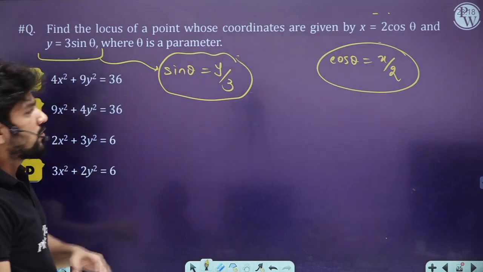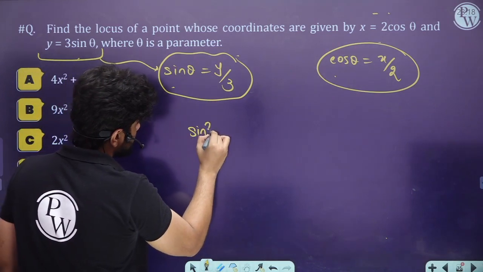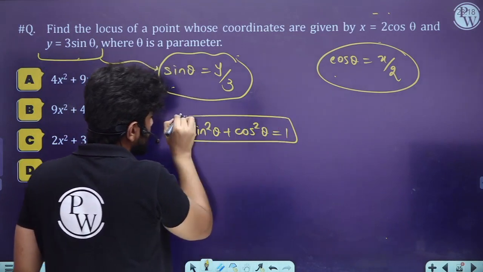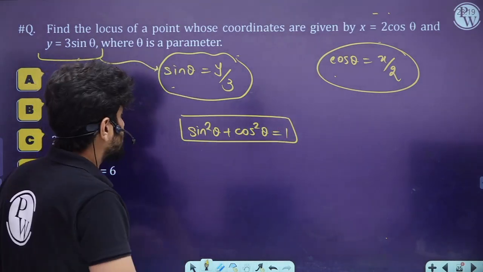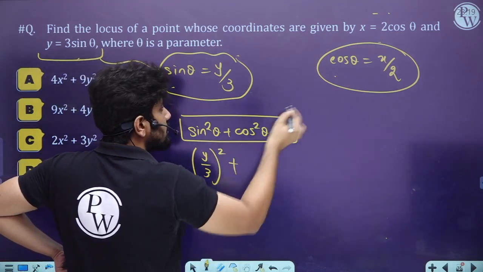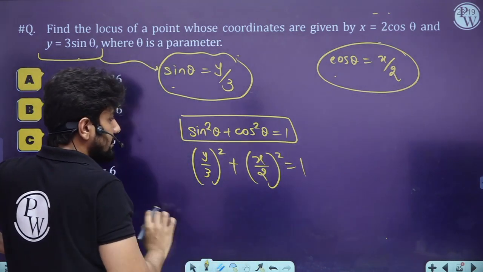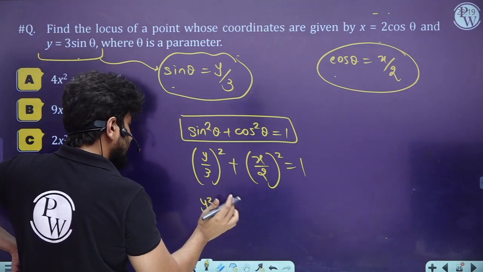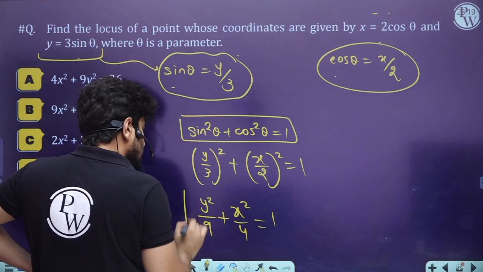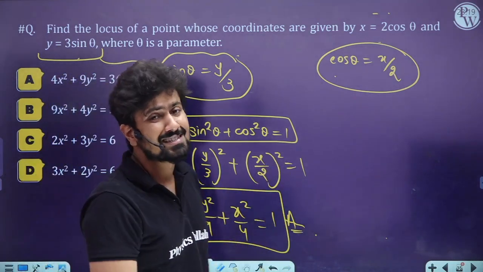Now we know for sure that sin square theta plus cos square theta is equal to 1. Put the value of sin theta, which is y by 3, so (y by 3) square plus cos square theta, which is (x by 2) square, is going to be 1. So here we get an equation, which is y square by 9 plus x square by 4 is equal to 1. This is our answer for this question. This is the locus.